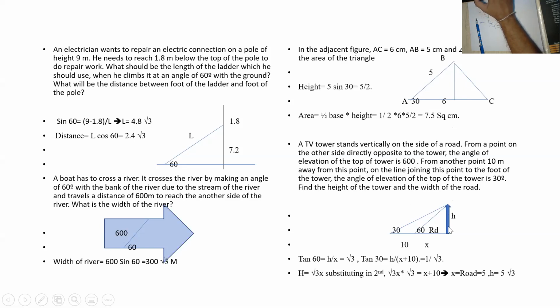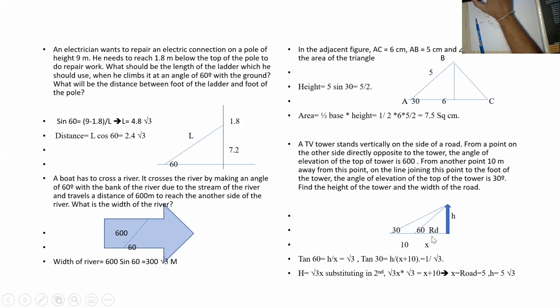Let us see a tower standing like this. This is the road. Tower stands vertical on one side of the road. From a point on the other side, directly opposite to the tower, the angle of elevation is 60. This is the road width. If you walk another 10 meters away from this, then the angle is 30 degrees. Find the height of the tower and road width.